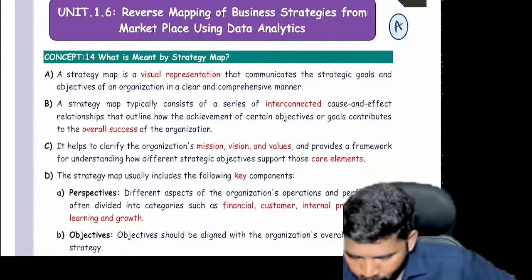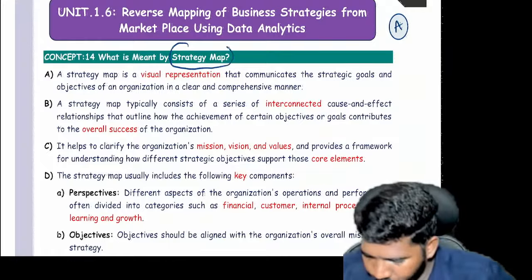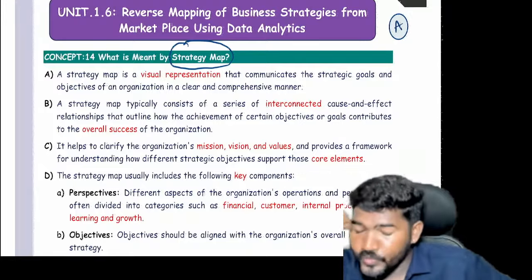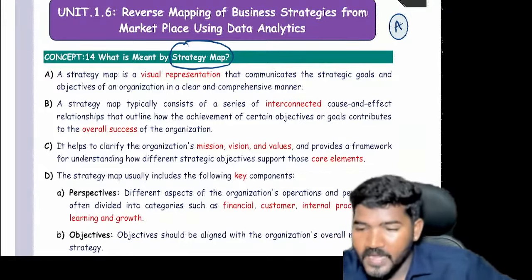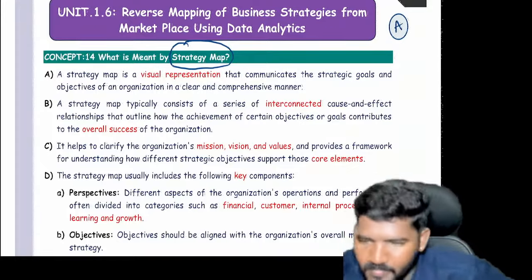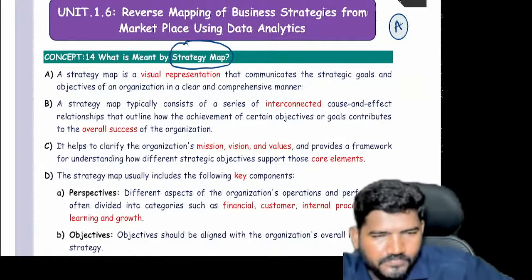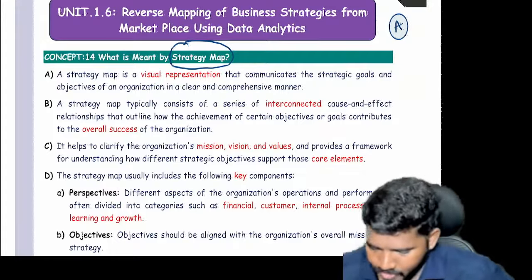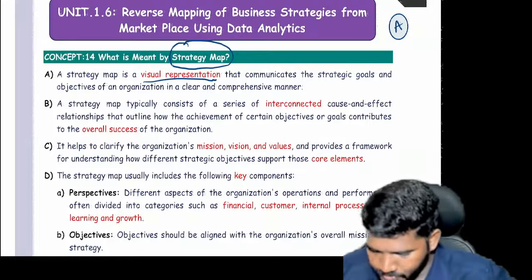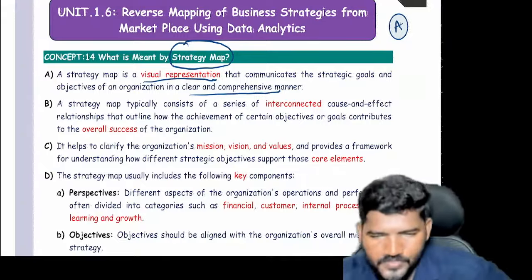So first you have to focus on the strategy map. The word strategy map itself says it is a visible representation of objectives and goals, how we achieve those goals and objectives. We have one plan in our mind. If we put that plan in visible format, that is called a strategy map. Hope you guys are clear. A strategy map is a visual representation that communicates the strategy, goals and objectives of an organization in a clear and comprehensive manner.